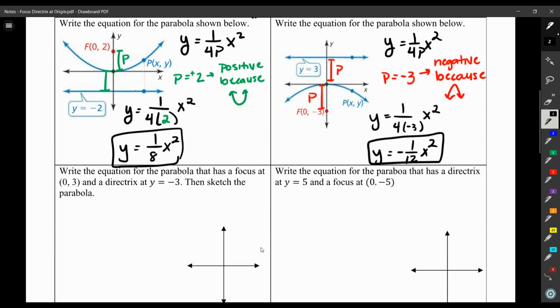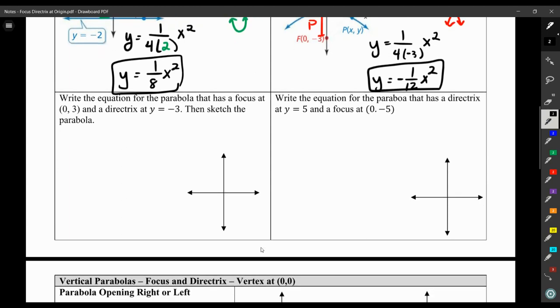Now let's look at what happens if I don't give you the picture and I give you a description of what the quadratic function looks like. So write the equation for the parabola that has a focus at (0, 3) and a directrix at y equals -3. Then sketch the parabola. It's actually easier if you sketch first. So I'm going to draw in what I'm given.